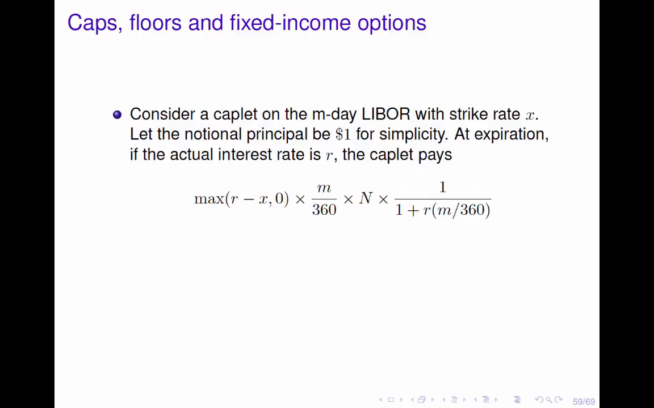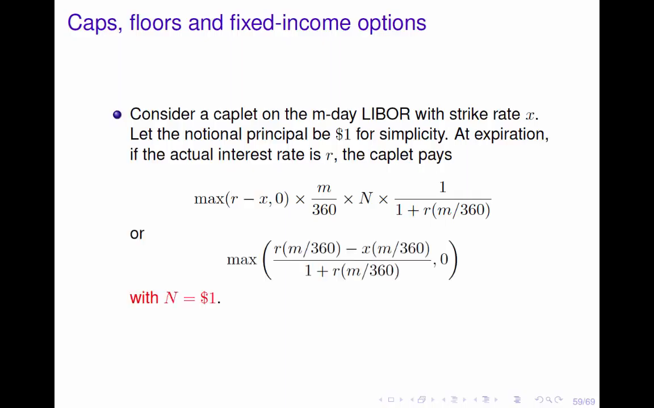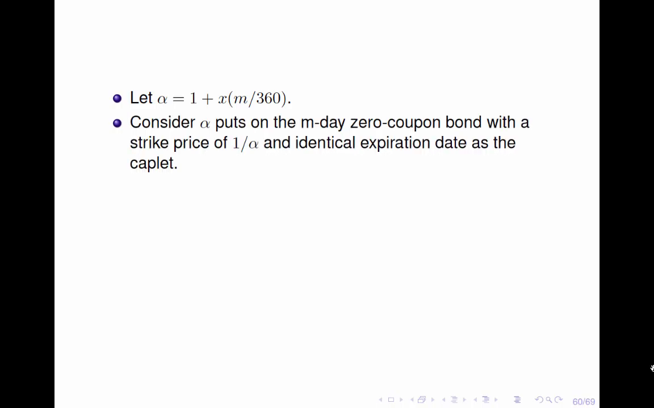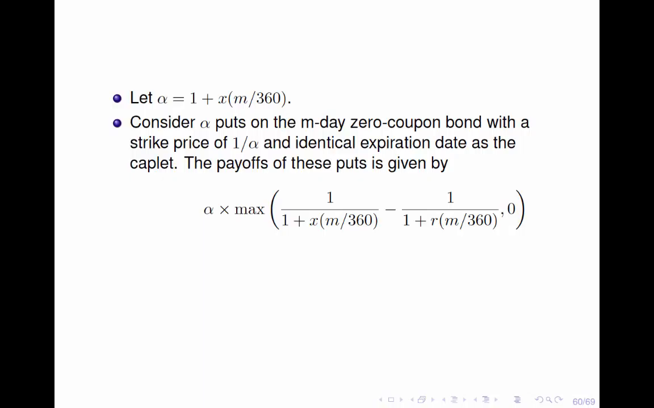At expiration, if the actual interest rate is R, then by the previous analysis, the caplet pays the following amount. Substituting in N equals $1, we get the following compact expression. Let alpha be 1 plus X times M over 360. Consider alpha puts on the M-day zero coupon bond with a strike price of 1 over alpha and identical expiration date as the caplet. Then the payoff of these puts is given by alpha times the payoff of each put.